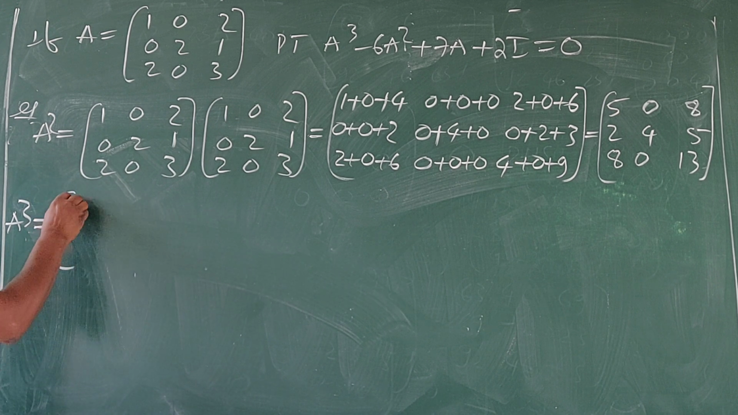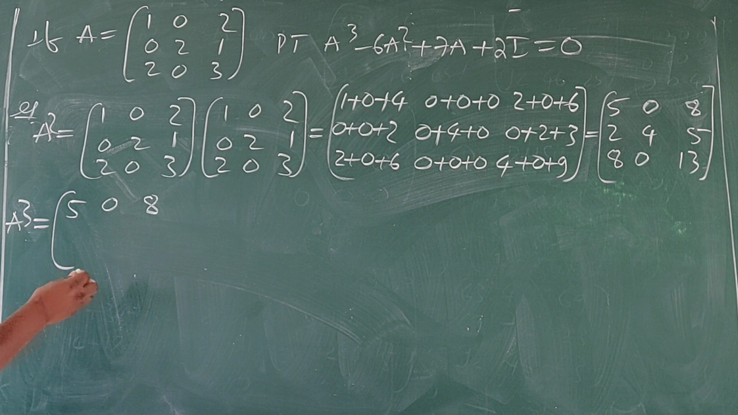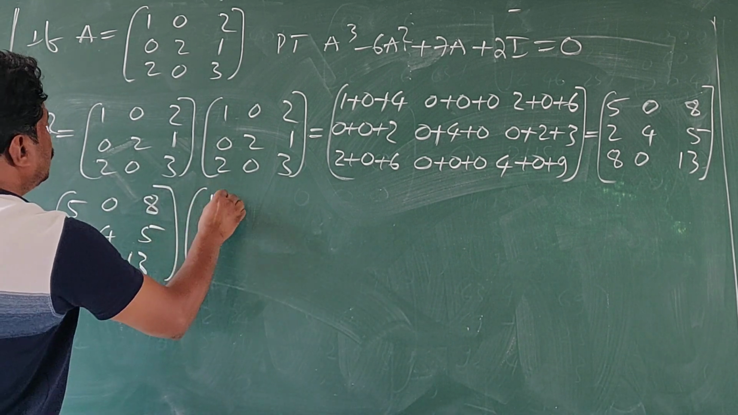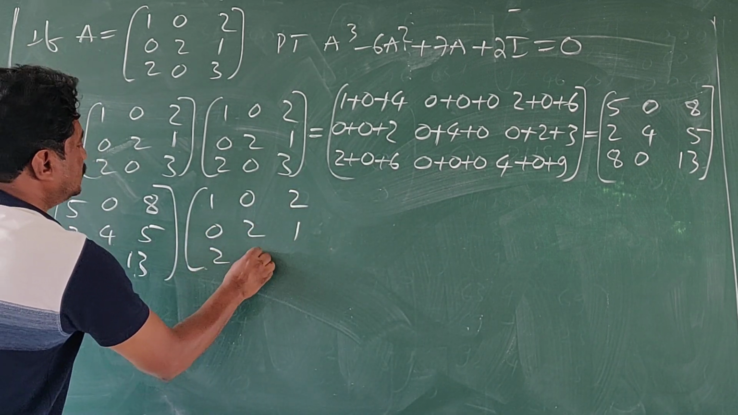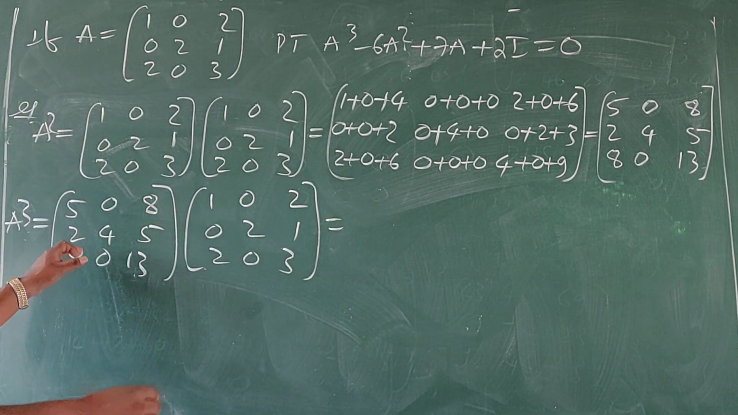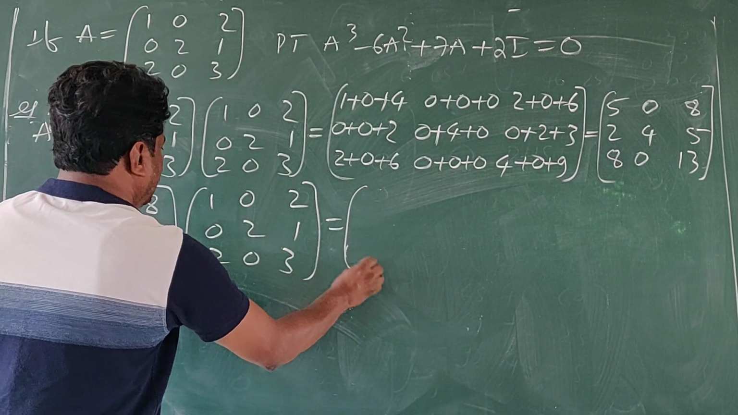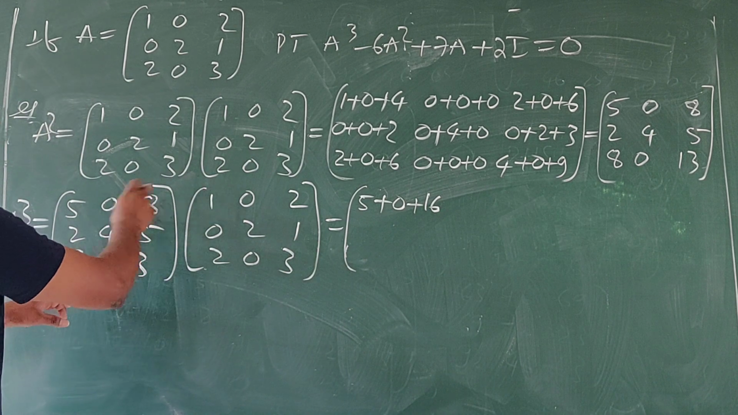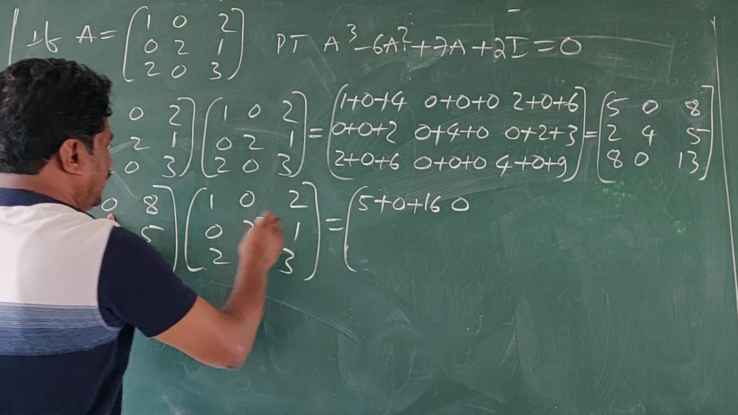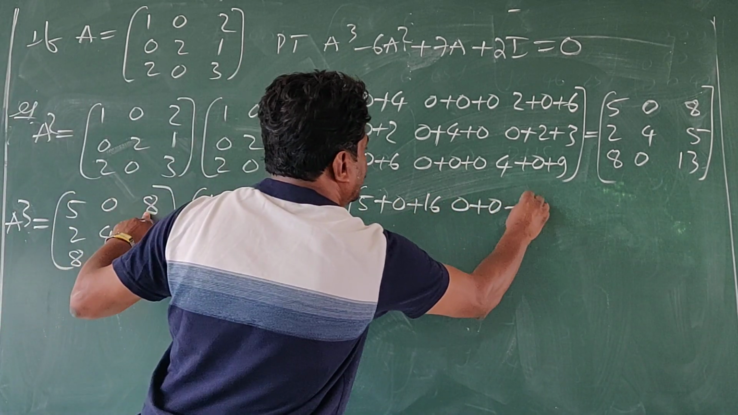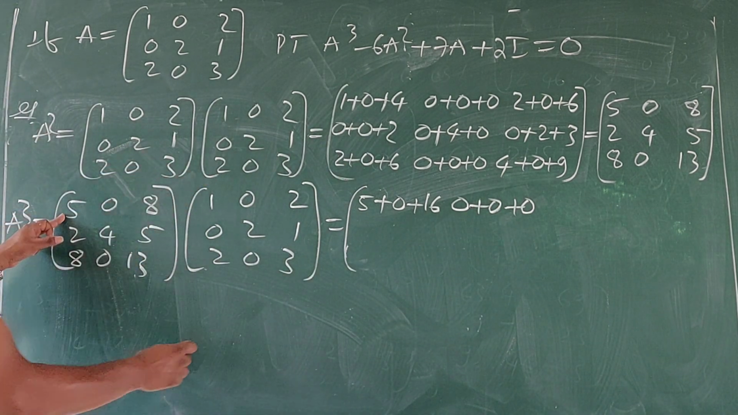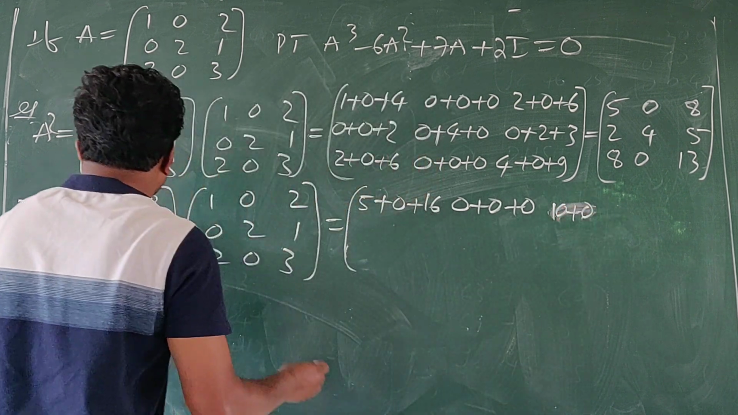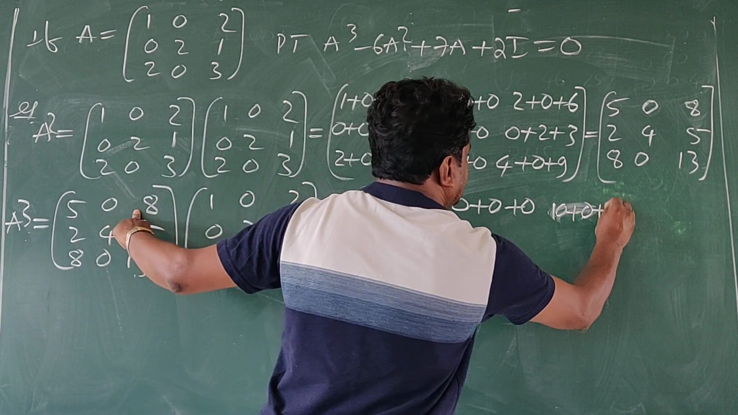A cube, let's find out A cube. A squared into A: 5 0 8, 2 4 5, 8 0 13 into A, which is 1 0 2, 0 2 1, 2 0 3. A cube, first row first column: 5 plus 0 plus 16. First row third column: 5 2 is 10, 10 plus 0, plus 24.